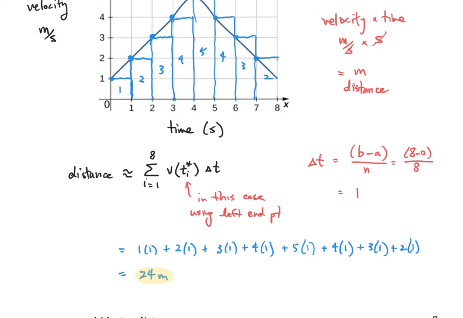Now, I want to highlight this fact that the distance is approximately equal to the sum as i goes from 1 to 8, v of t i star times delta t. Now, I want to modify this a little bit. In general, we don't have to sum to 8. If we want to make it the most general thing, we would just sum to n. So let me replace that 8 with an n and then re-highlight here. So this highlighted formula is our approximation for our solution to the distance problem.